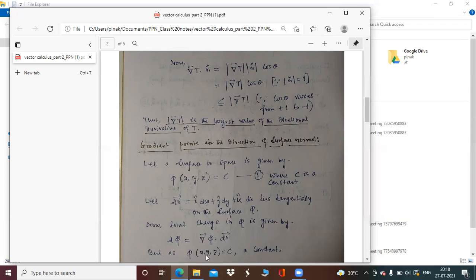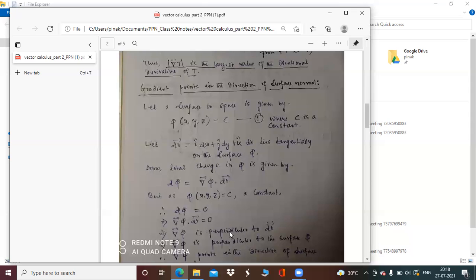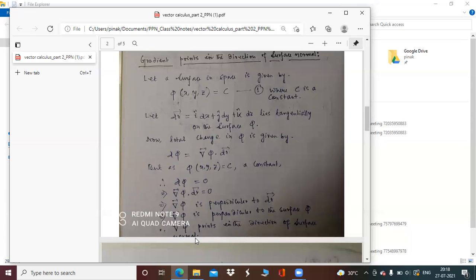But as phi(x, y, z) is equal to c, a constant, what happens? For a constant quantity, no change is possible, so d phi is equal to 0, which can be written as grad phi dot dr bar is equal to 0, because d phi is equal to grad phi dot dr bar. And this means grad phi is perpendicular to dr bar, because the dot product between grad phi and dr bar is equal to 0. This implies grad phi is perpendicular to the surface phi, and this again implies grad phi points in the direction of surface normal. So here is the proof. Thank you.